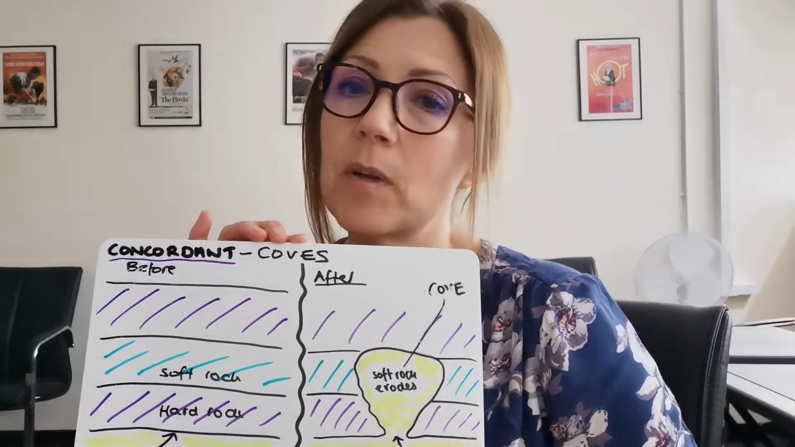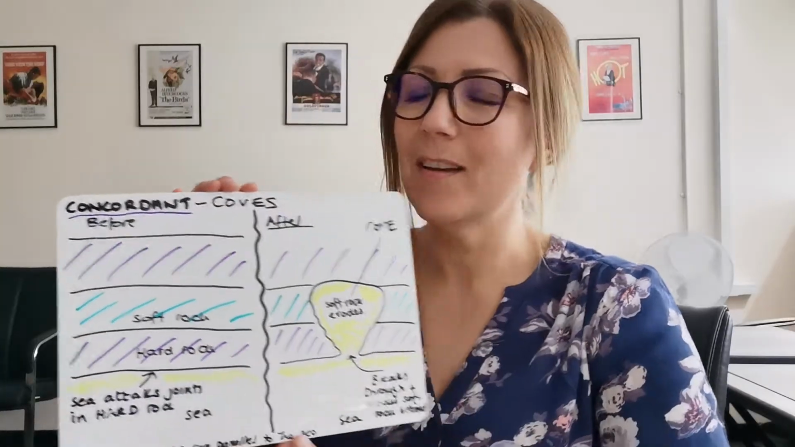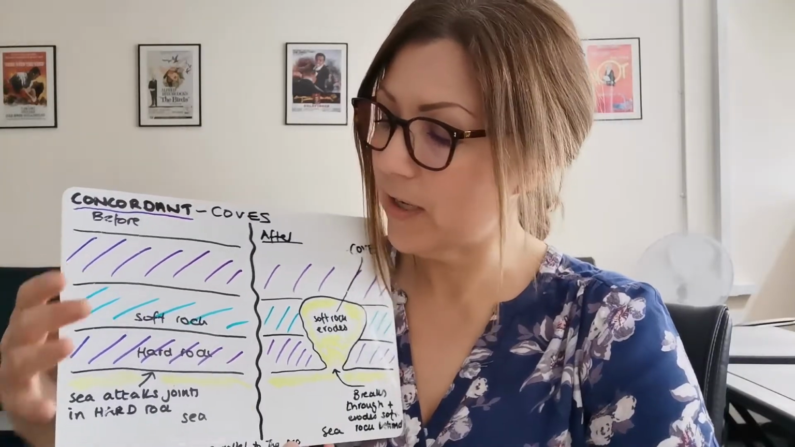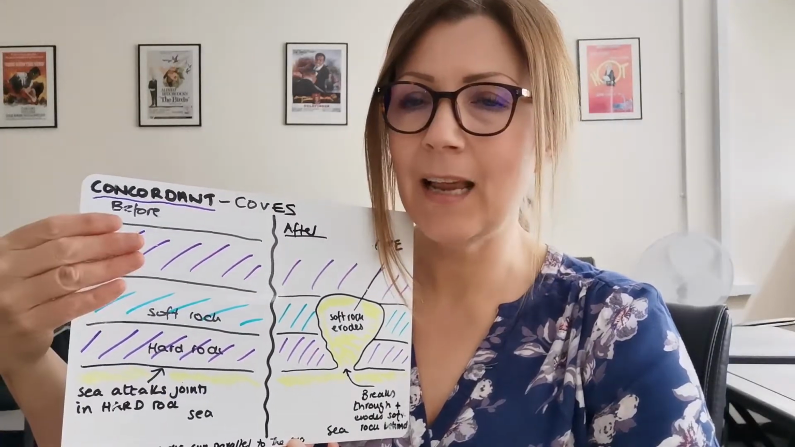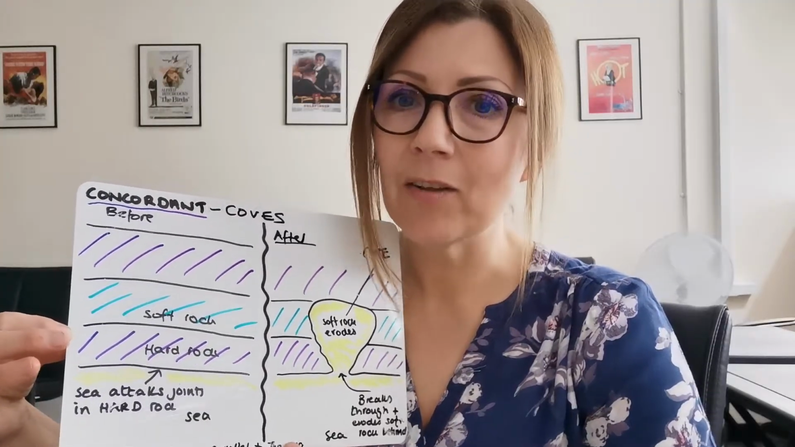Hi guys, in this video I'm going to go over another type of rock structure that we find at the coastline, and that is a concordant coastline. Now a concordant is different to a discordant because here, as you can see, this is the sea at the bottom and this is the land. The layers of rocks run parallel to the sea.